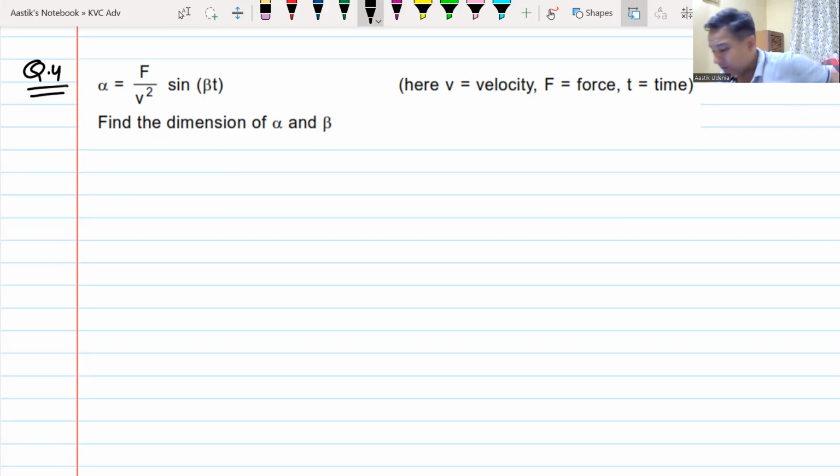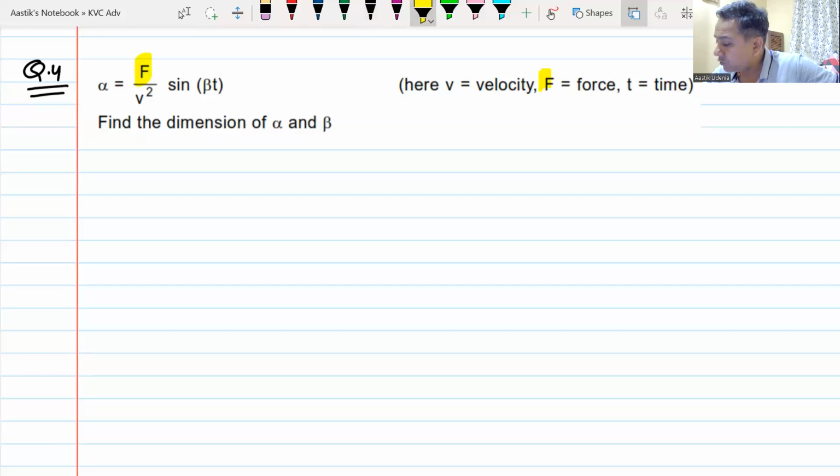Now this question has come in JEE many times. We are only doing those questions which have the potential or which have already come in JEE. Alpha is F by V square sine of beta t. What are the known quantities here? Let me just highlight them in yellow.